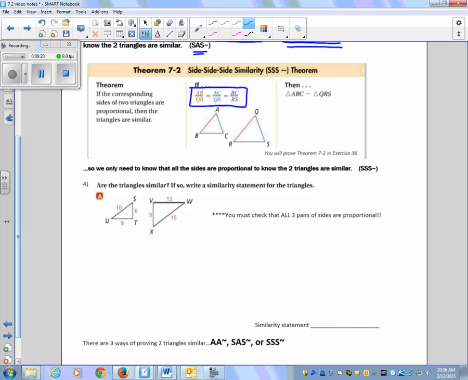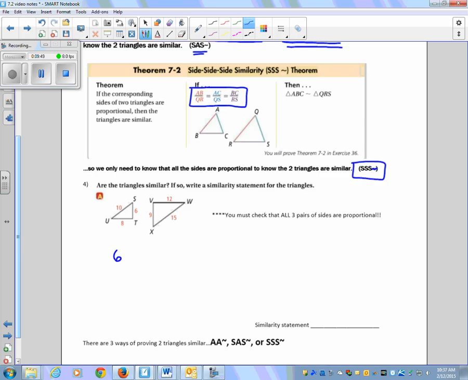Notice when we write SSS, we're going to put that little similar symbol after it, because if you remember, there was an SSS congruence theorem. We don't want to get them confused. So with SSS similarity, we're going to put the little similarity symbol after it. Okay, so are they similar? Well, we have to check all the pairs of sides. Let's write a ratio of the smallest side to the smallest side.